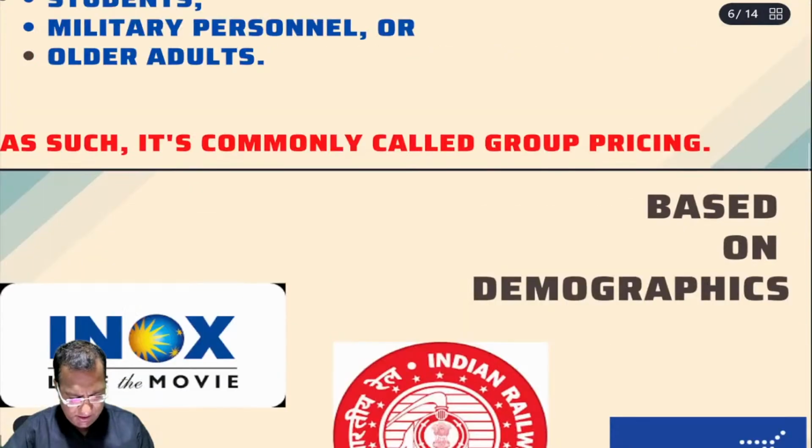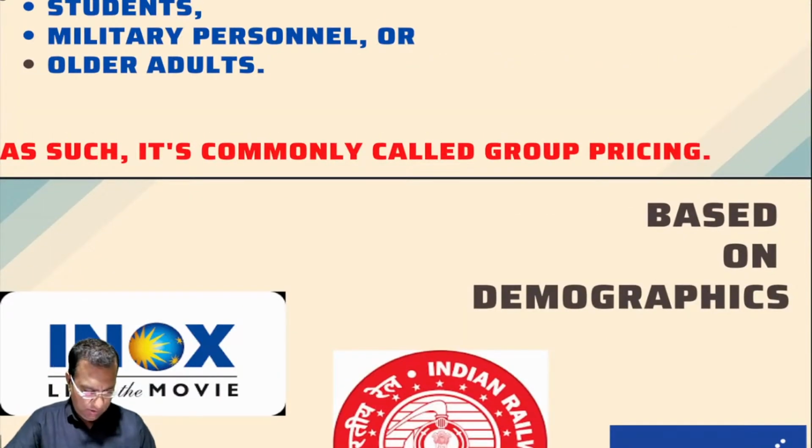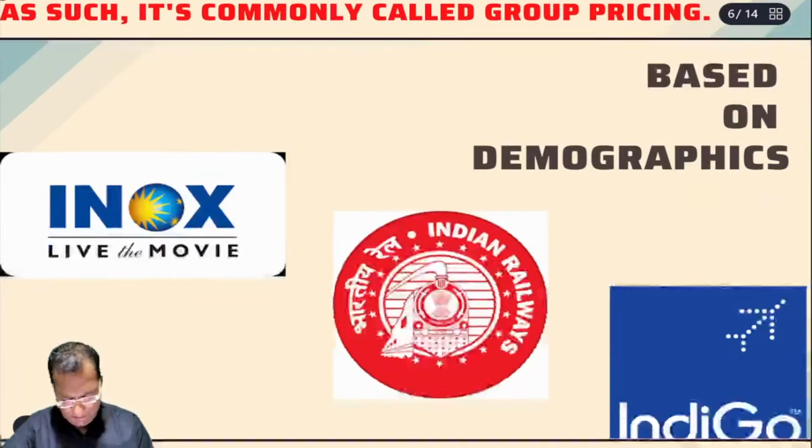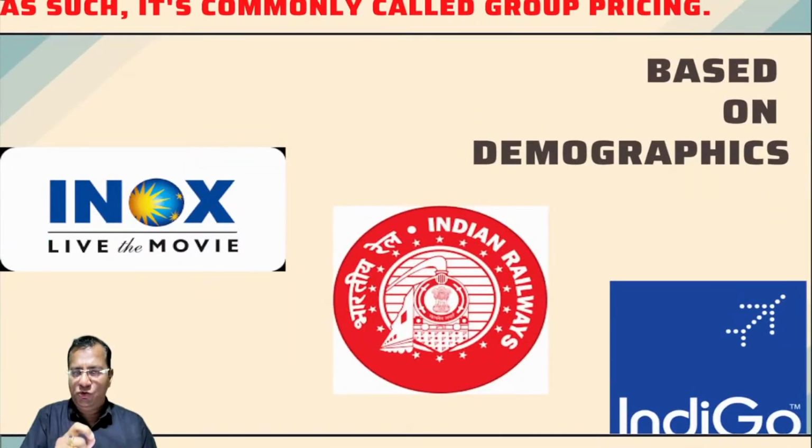First one will be INOX. Based on the demographic, they can differentiate the price. In a metro city, they can offer a special show to students and military personnel on a concessional basis, and for others it's normal. Indian Railway, definitely we have given that, and Indigo is the best example, beta, for this demographic price customization.